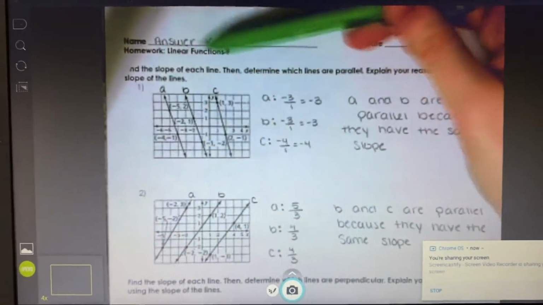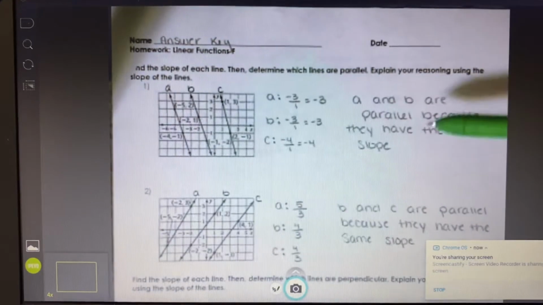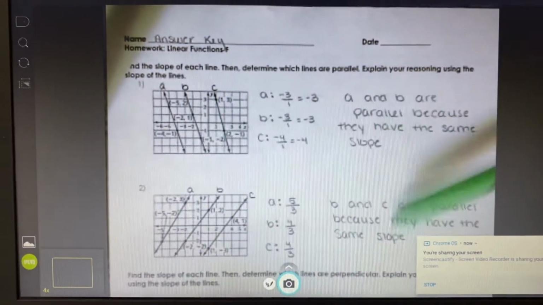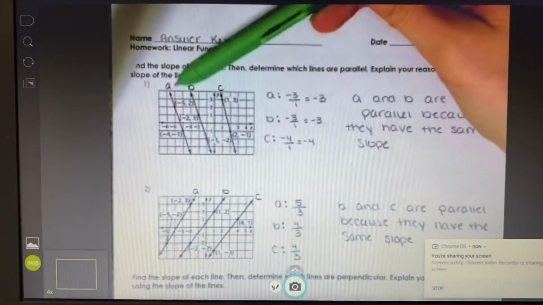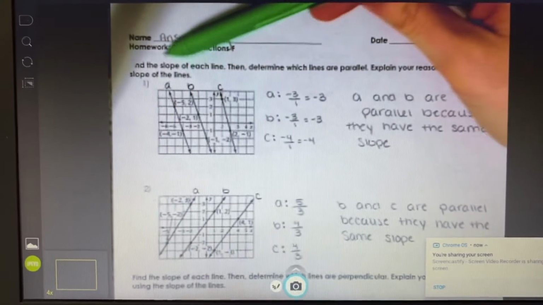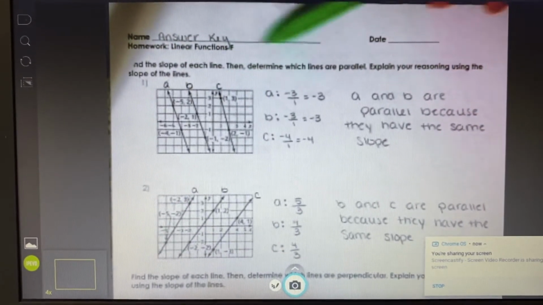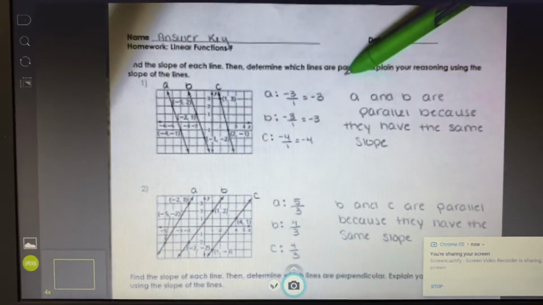We have homework, linear functions F. So we're going to go ahead and just check our answers. Number 1 and 2 are given some different lines A, B, and C. And we want to find the slope of each line, then determine which lines are parallel.